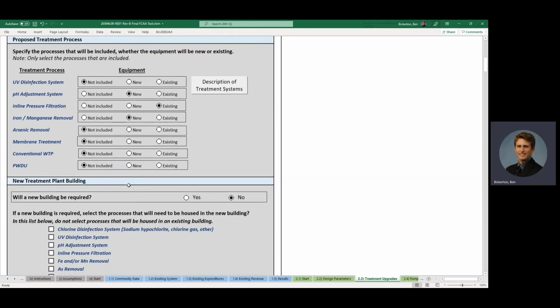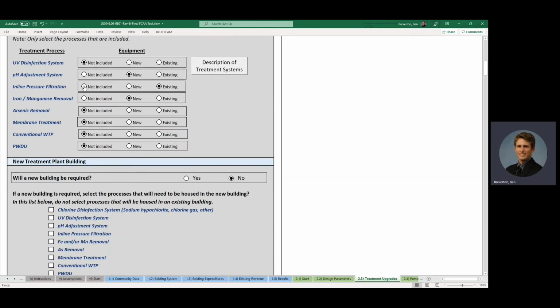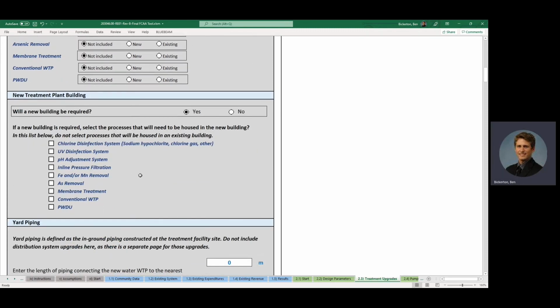In order to house the new treatment processes, the tool asks if a new building is required, so we'll say yes. And we'll say that the new building is going to house the existing chlorine system. It's going to be moved over to the new building, and it's going to house the new pH adjustment system. It's going to house the old pressure filtration system that's going to be moved over, and our new iron and manganese removal systems.